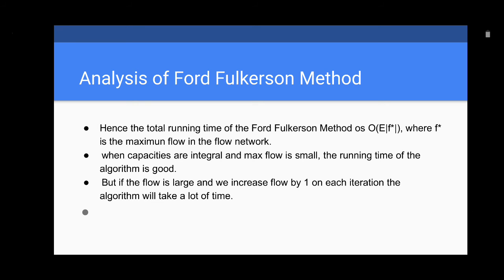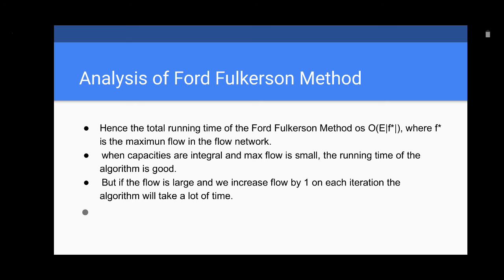The total running time for the Ford-Fulkerson method is big O of E times F star, where F star is the maximum flow in the flow network, assuming that in every iteration the flow increases, and so we can say that it is F star. When capacities are integral and max flow is small, the running time of the algorithm is good.